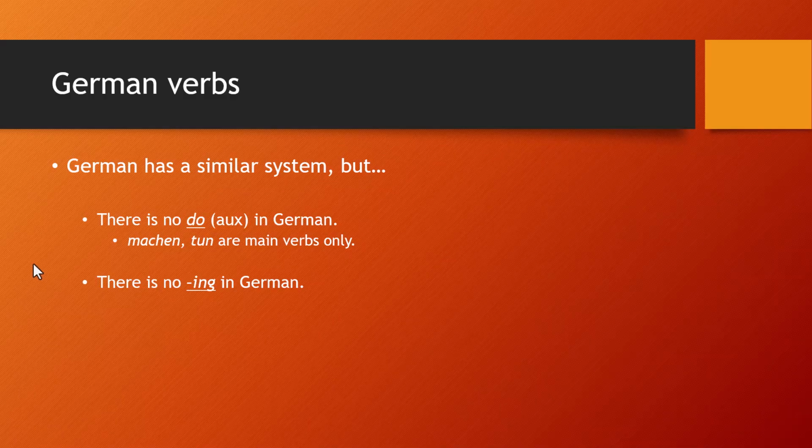There's no ing form in German, so you can't. There is an ing form in German, but it doesn't really work the way the English one does, and it's not very common at all. So you can't say "er ist machen," right? He is doing something. It doesn't make sense. You just say "er macht das," and that means either he does it or he is doing it, depending on context.